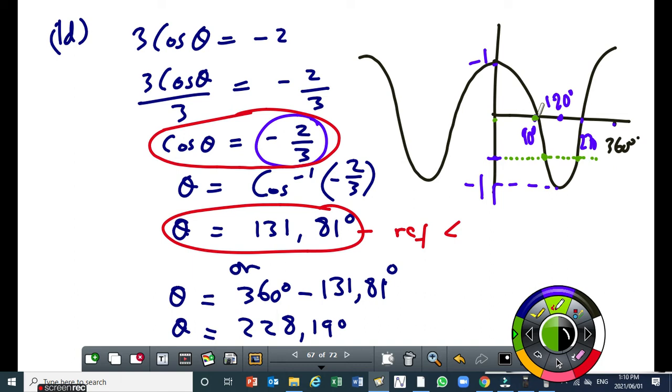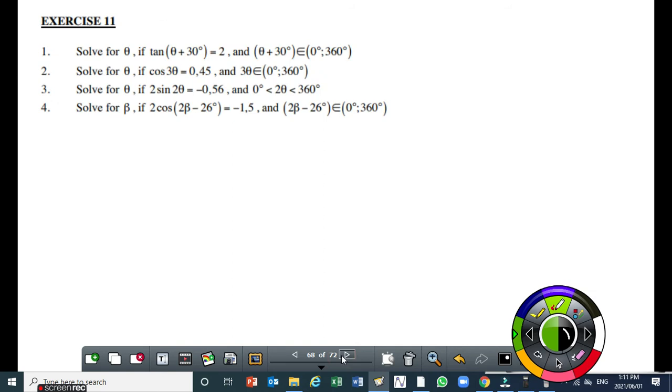Are you following? Okay, let me carry on. Is there anybody who has got any question? And if you don't have a question, then let's do the next exercise. So I've done two simple examples. Now let's do these ones here.